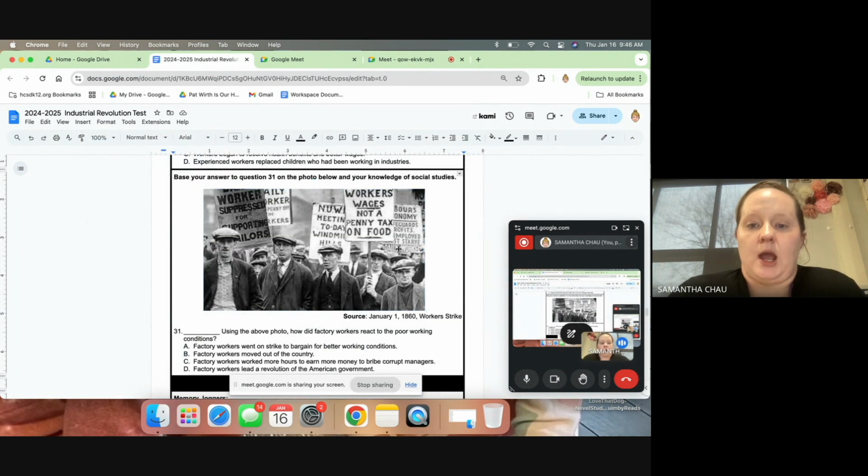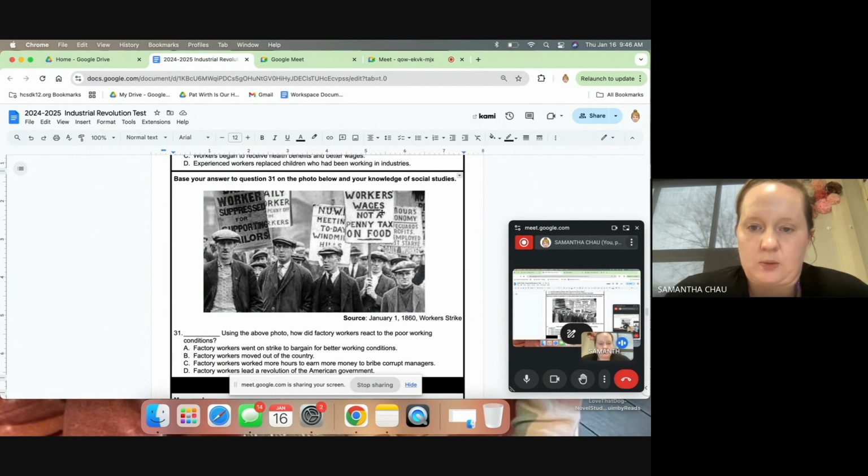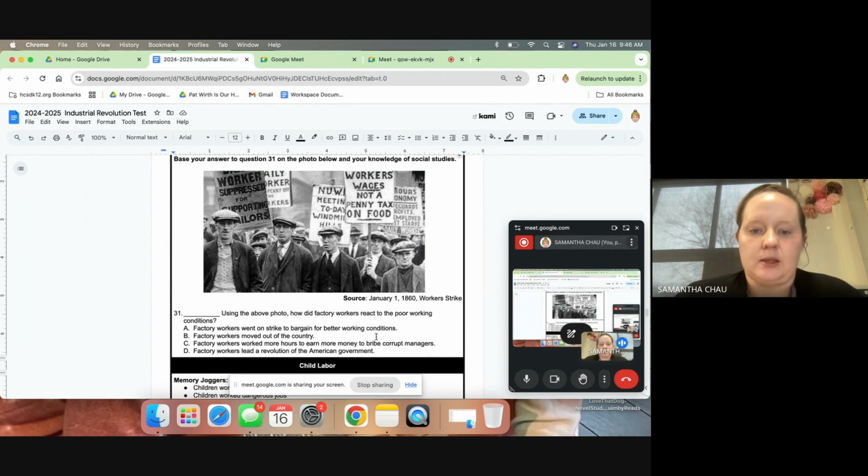Answer 31 based on the photo below and your knowledge of social studies. So the source is January 1st, 1886, workers' strike. The signs say workers' wages, not a penny tax on food. Workers suppressed for supporting, I can't read that word. Here we go. Using the above photo, how did factory workers react to the poor working conditions?